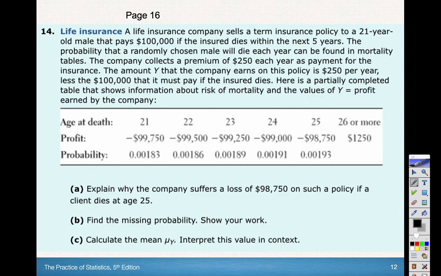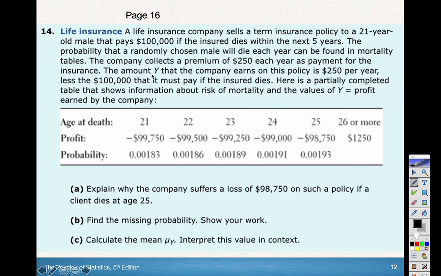Pretty crazy insurance plan. They sell it to you at 21 years old, and if you make it to 26, the insurance policy is over. This is basically insuring whether someone is going to die or not between the ages of 21 and 25. I guess those are the riskiest years, so that's why this question is about that. So how does it work? Every year to have this insurance policy, you pay $250.